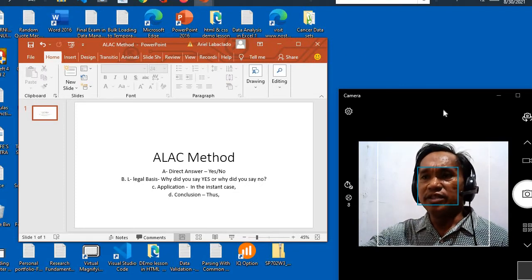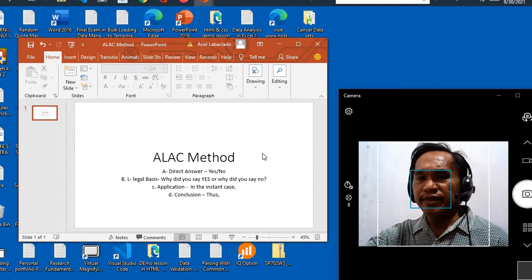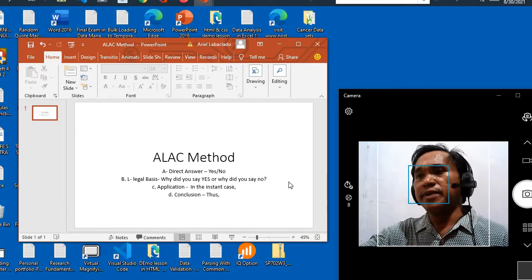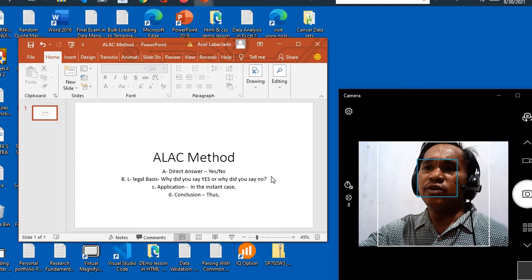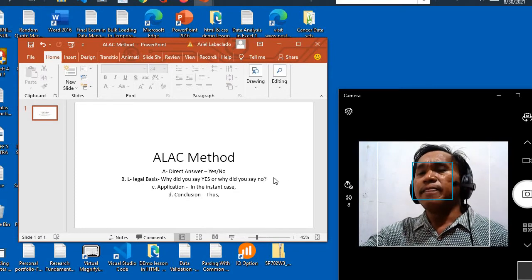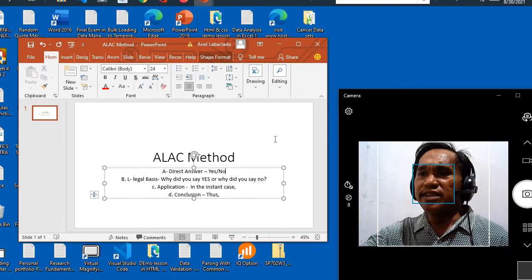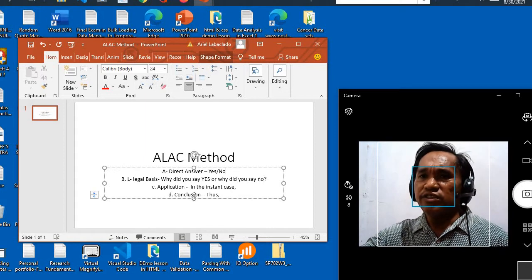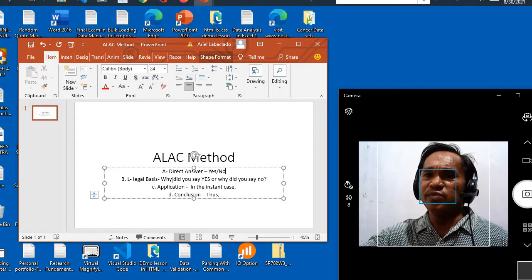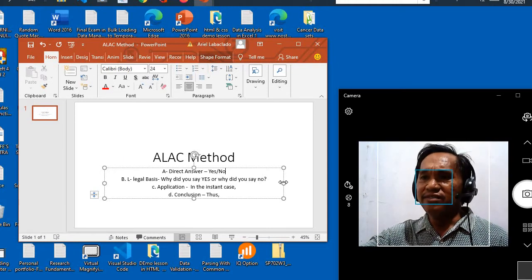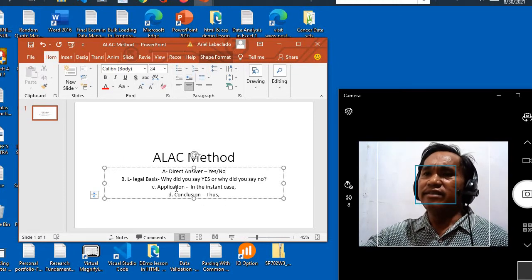Okay. So ALAC method. So A, your direct answer, whether a yes or a no. Because most questions in the bar examination call for a yes or a no answer. Then do not stop by just writing a yes or a no. Make an explanation why yes and why no. So that is now your legal basis. Why did you say yes or why did you say no? Then you will apply that legal basis in the instant case. Then your conclusion.